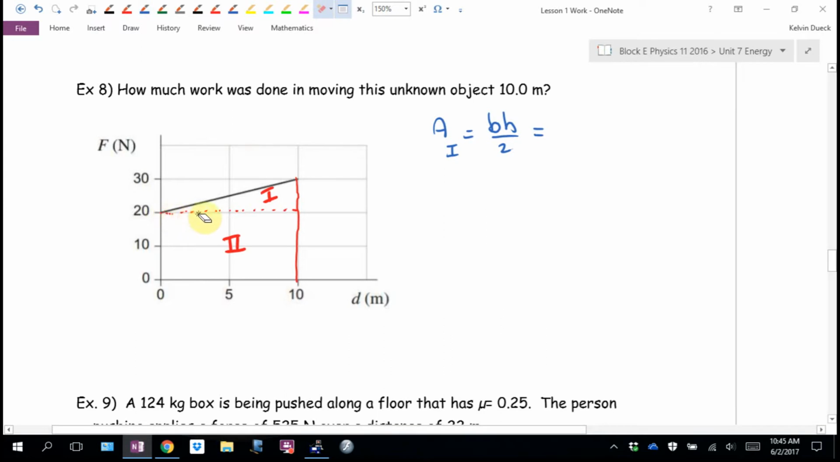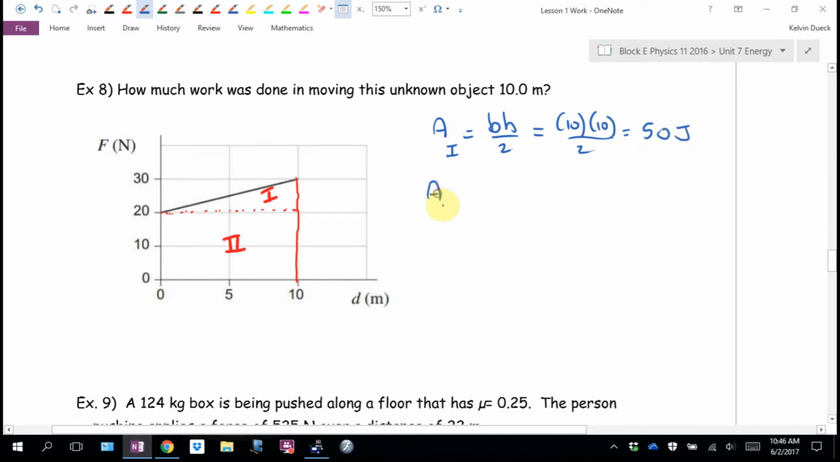Darcy, how long is the base of this triangle? Look at the graph and look at the numbers and figure it out. What's the height of this triangle? Don't say 30. Divided by 2. In your head, what's 10 times 10 divided by 2? Thank you. And the units for work is joules.